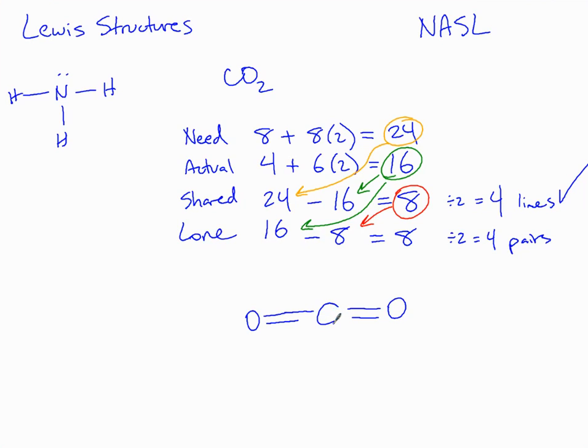Look at carbon. Each line is 2 electrons. 2, 4, 6, 8. Carbon's already filled up. But if you look at the oxygens, this one only has 2, 4. There's 6, there's 8, there's 6, there's 8. That's the 4 pairs that we predicted. And this is actually what CO2 looks like as far as Lewis structures go.